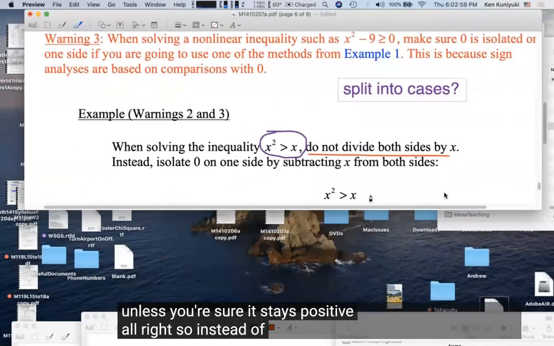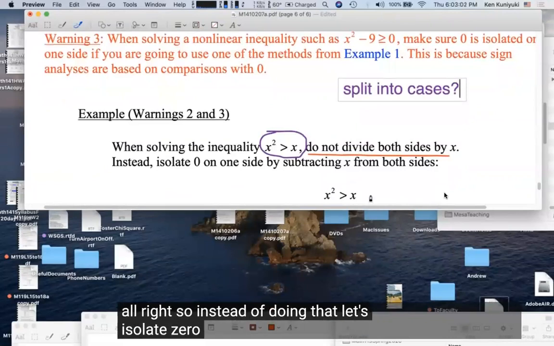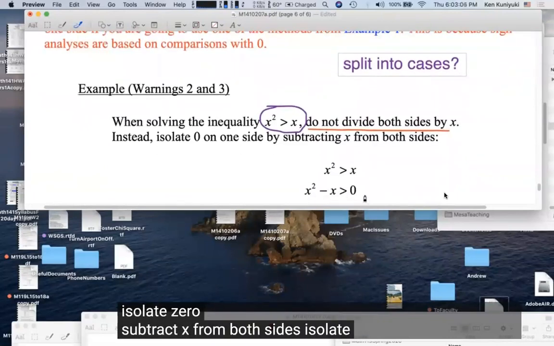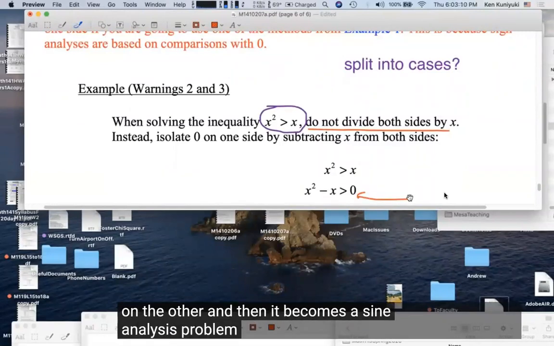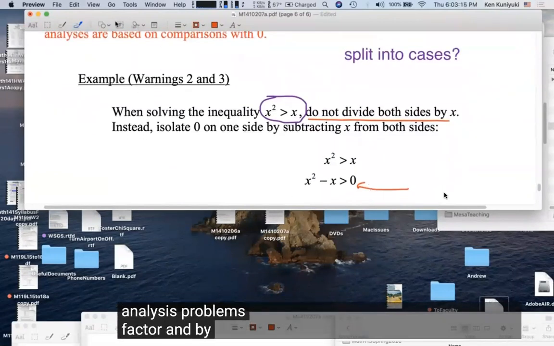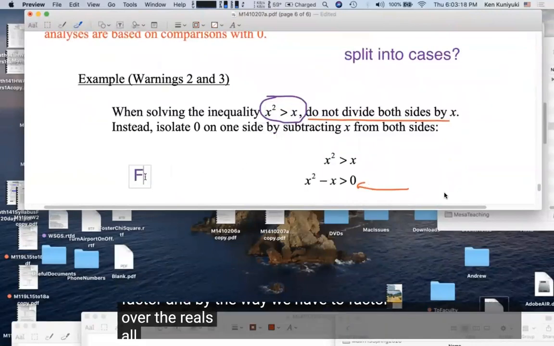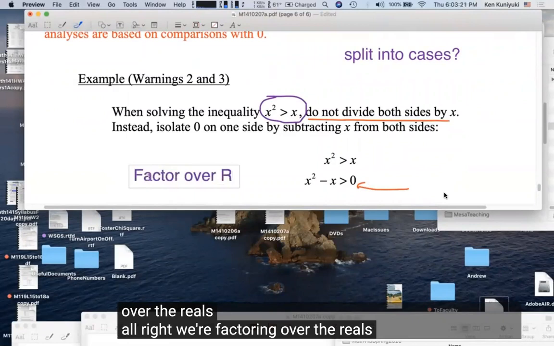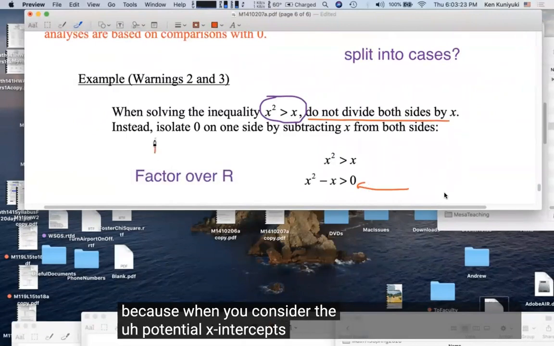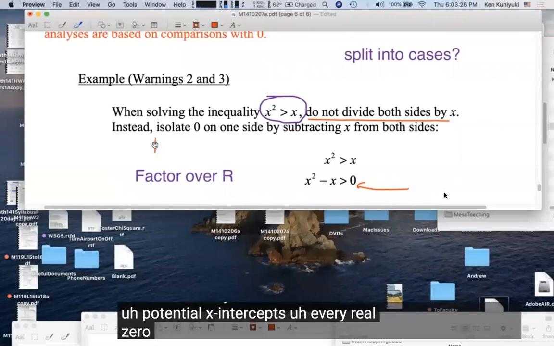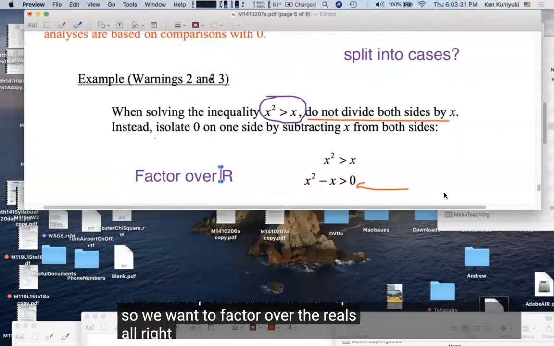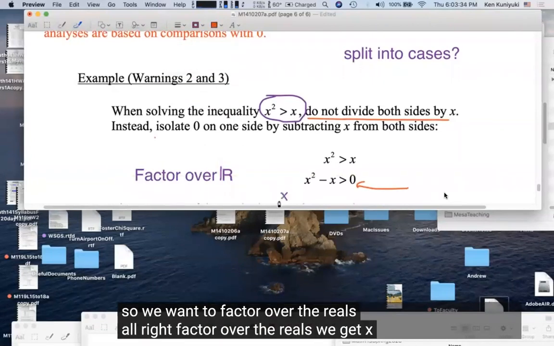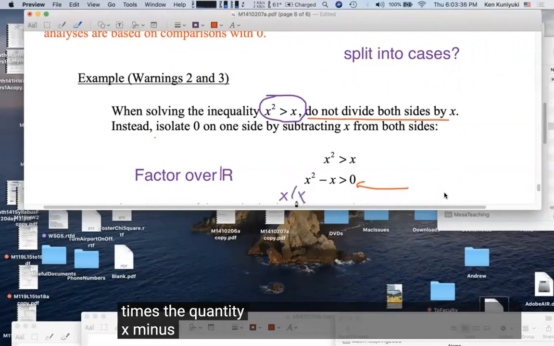Right. So instead of doing that, let's isolate 0. Subtract x from both sides. Isolate 0 on the other, and then it becomes a sign analysis problem. We like turning things into sign analysis problems. Factor, and by the way, we have to factor over the reals, right? Because when you consider the potential x-intercepts, every real 0 corresponds to an x-intercept. So we want to factor over the reals. Right? Factor over the reals, we get x times the quantity, x minus 1.